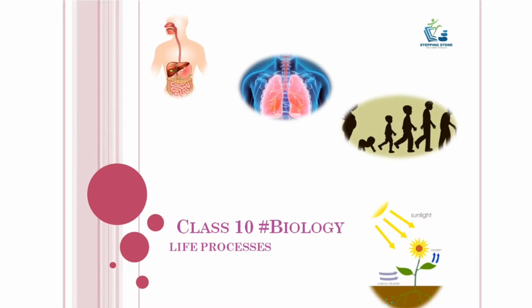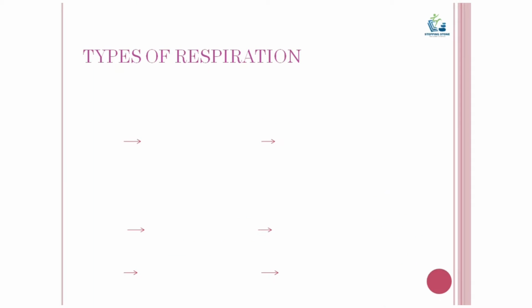Viewers, we are back with another brand new chapter of Class 10 Science. The chapter is Life Processes. So viewers, so far we have studied that respiration takes place in the presence of oxygen. However, respiration can take place in the absence of oxygen also, but it is very rare. Now, based on this, we have two types of respiration, aerobic respiration and anaerobic respiration.